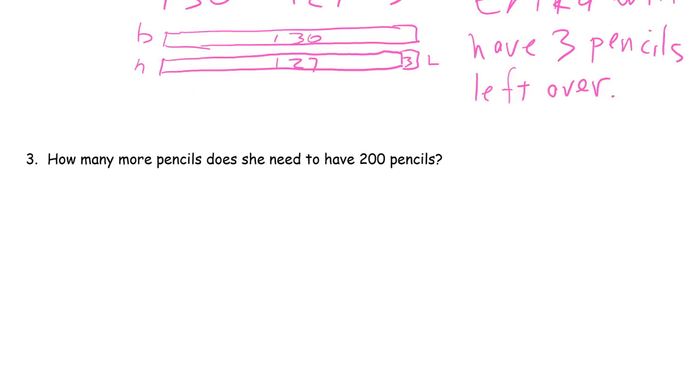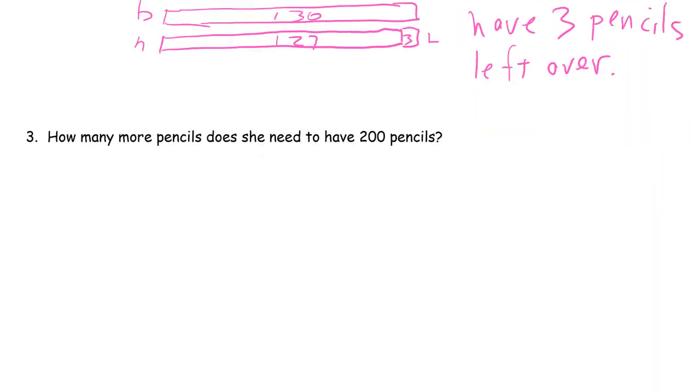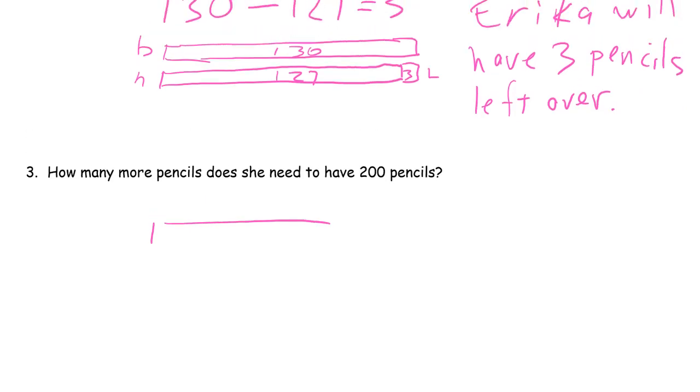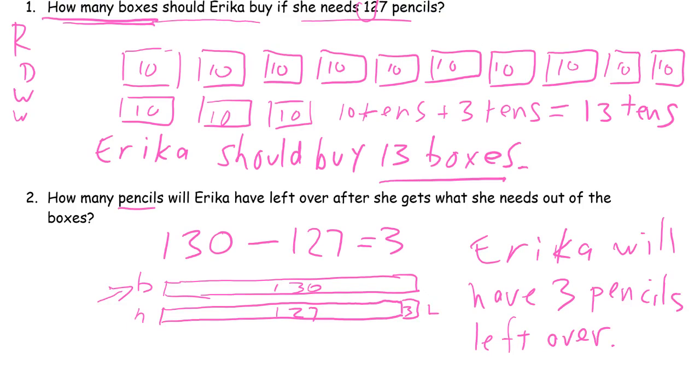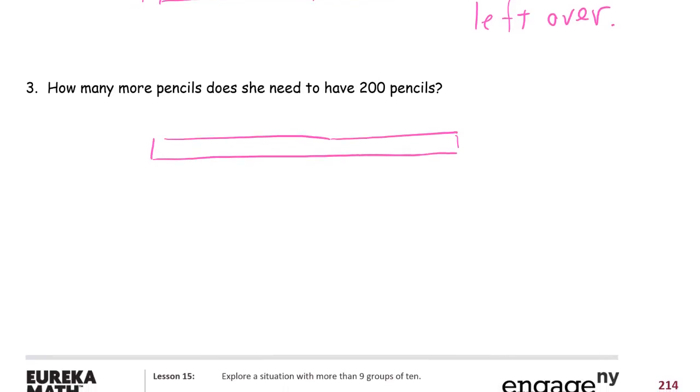How many more pencils does she need to have 200 pencils? Well, we know how many she has. She has 130, right? That's how many she bought. Like from up here in our other one, we know that's 130. Because it's 13 boxes, that's 13 tens. And we figured that out in the first one. 13 tens, that's 130 pencils. So she has 130 already. That's how many she bought.